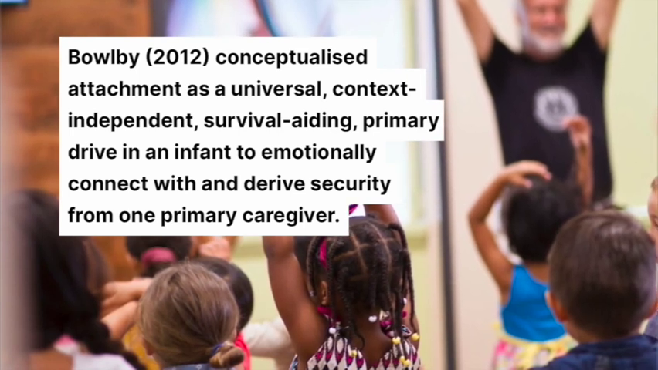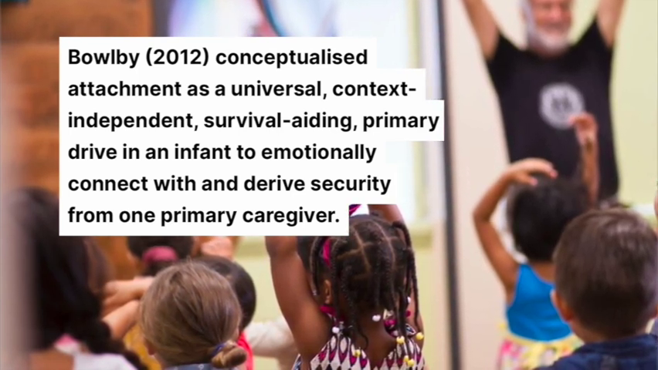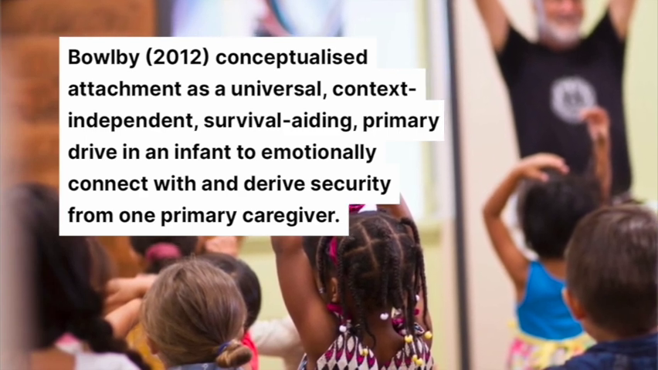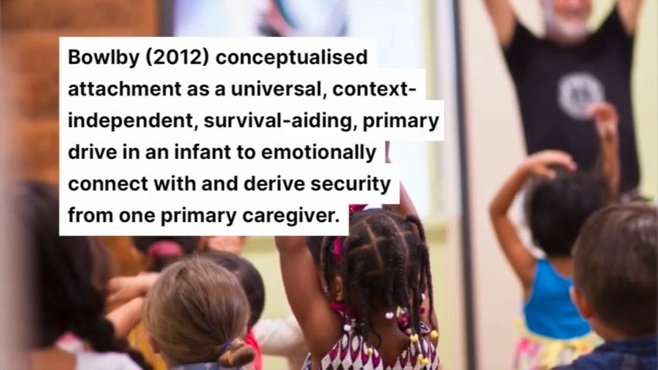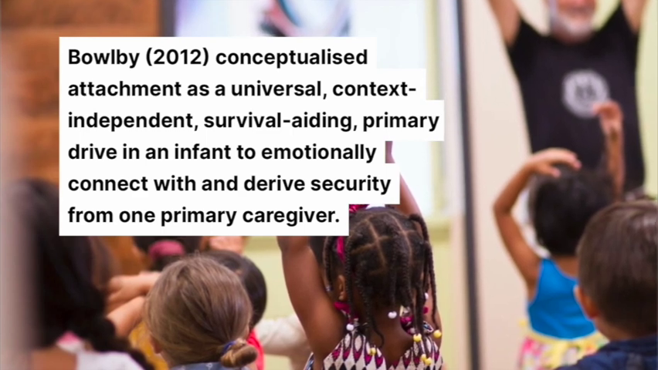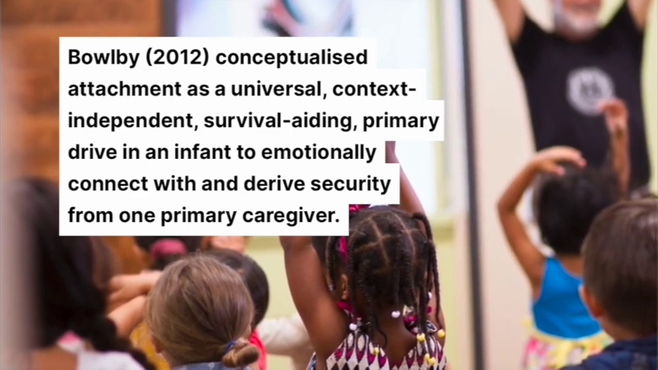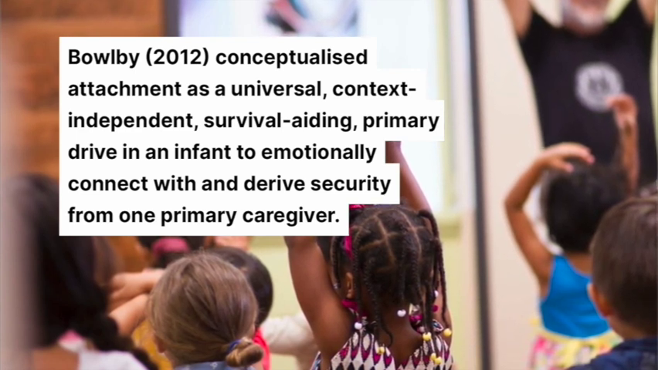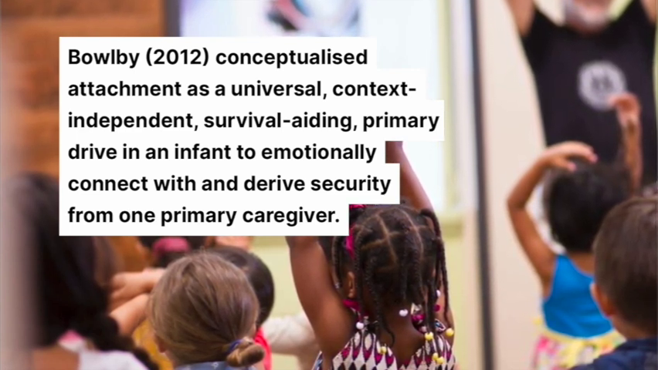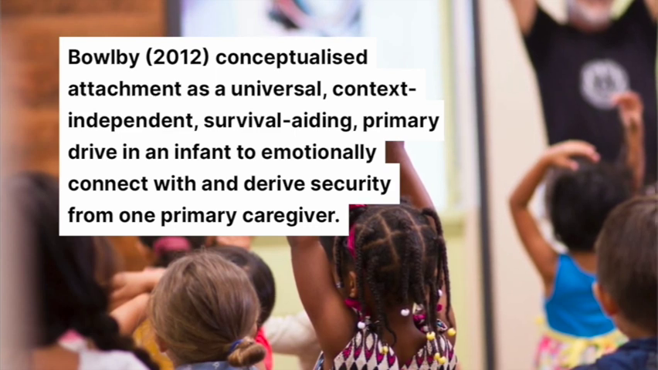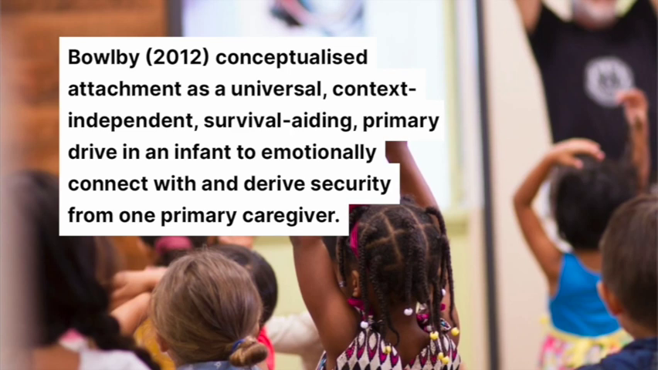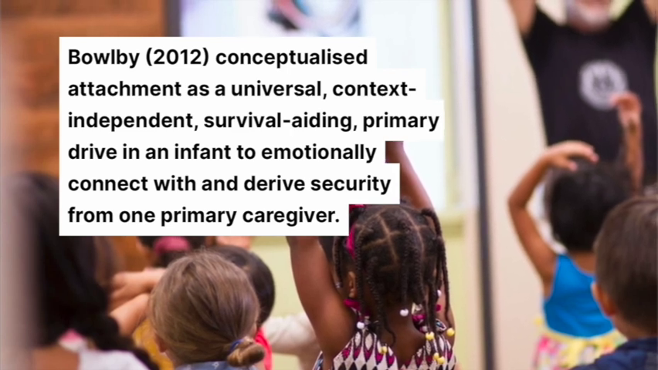John Bowlby's empirical research started with delinquent boys in the 1940s, and that resulted in his seminal paper, 44 Juvenile Thieves. And based on that, he came up with his theory that attachment is universal, context-independent, survival-aiding, as in, it's necessary for the baby, because a baby can't take care of themselves, obviously. It's a primary drive in an infant to emotionally connect with and derive security from one primary caregiver.